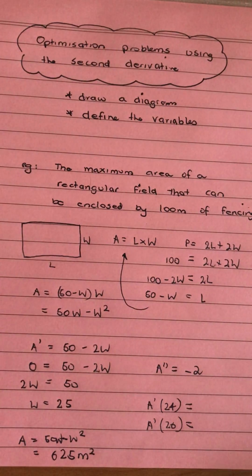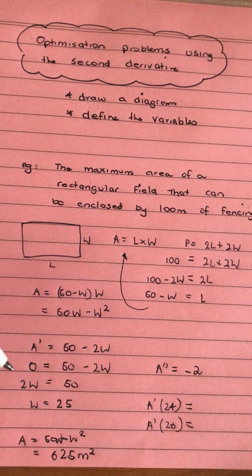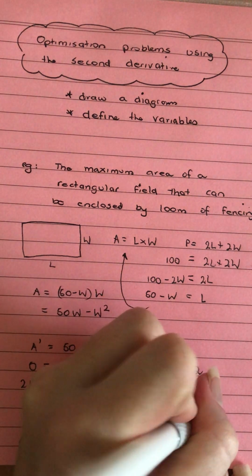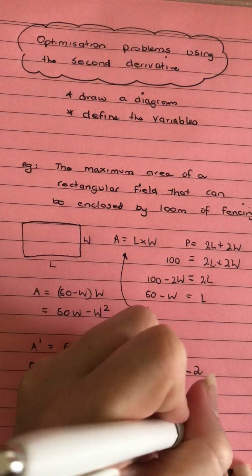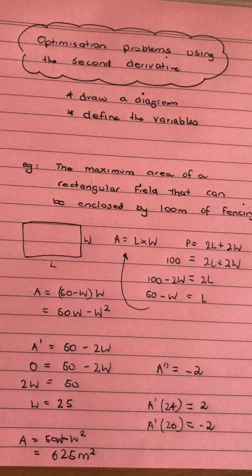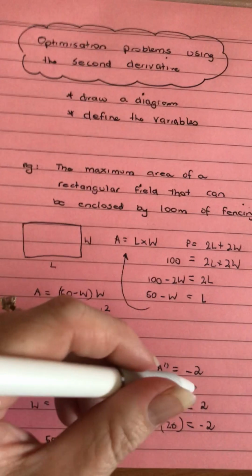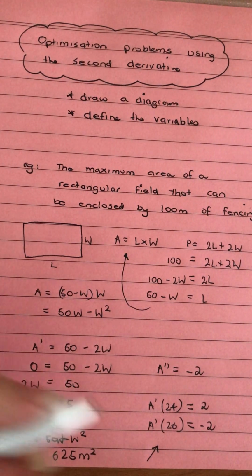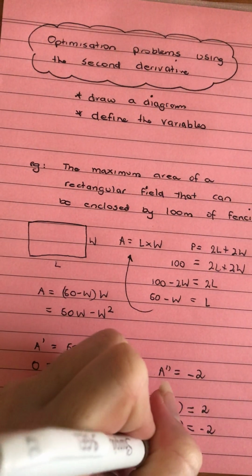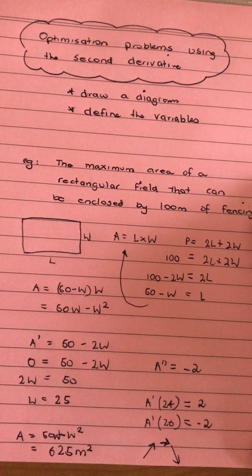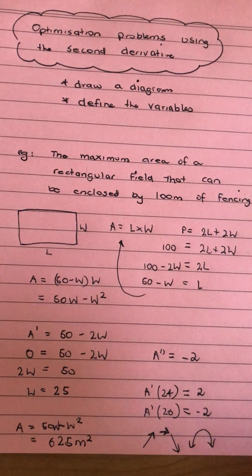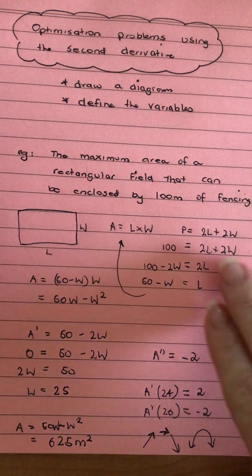So when we put in our 24, 2 times 24 is 48, 50 take 48 is going to be 2, and then we will get a negative 2 when we do the 26. Because 26 times 2 is 52, 50 take 52 is negative 2. So we can see that when we've got our curve, when it's at 24, it's coming up. At the 25, we know it's 0, so it's going across, and then coming back down, which is our shape of a maximum. So our maximum area for that one is 625.